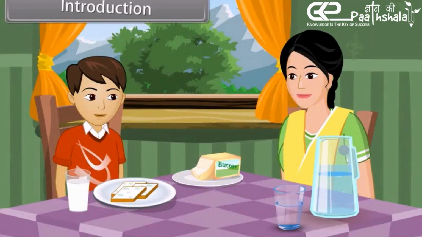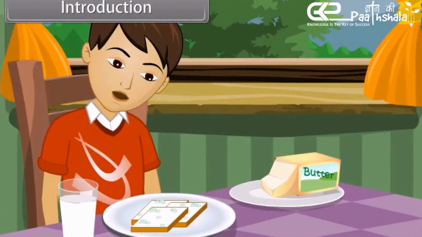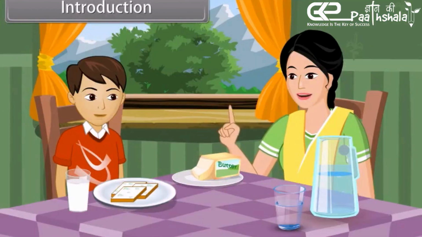Introduction. Mom, I'm hungry. Can I eat the bread kept on the table? Yes, dear, you can eat the bread. Mom, these slices of bread have green spots on them. Oh, don't eat that bread, son.